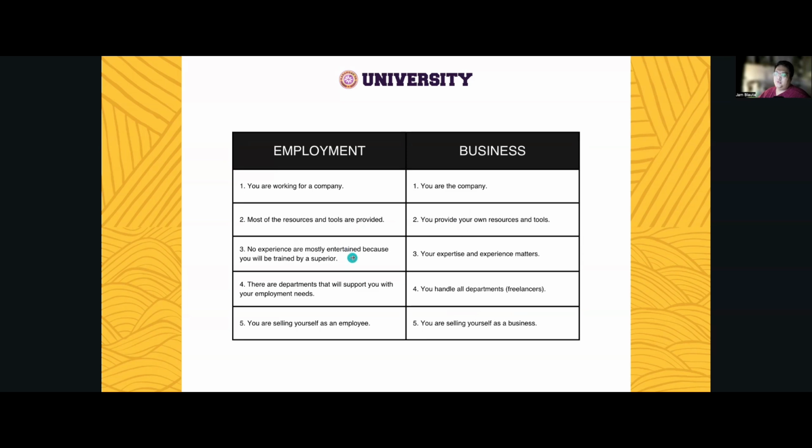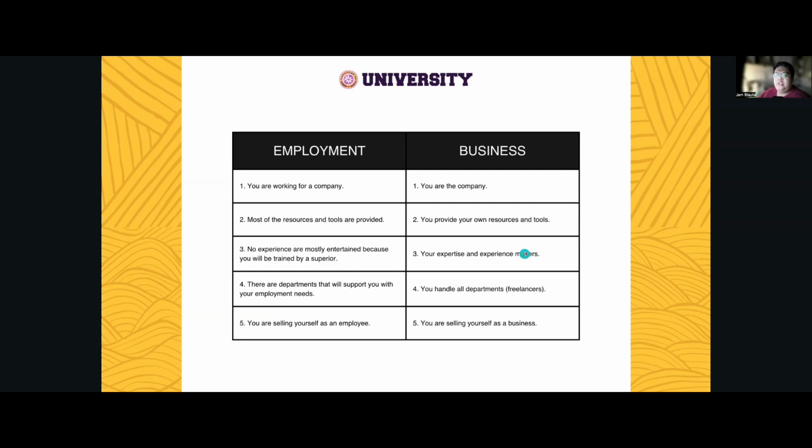Next, in employment, no experience is mostly entertained because you will be trained by a superior. But as a business, your expertise and experience matter. Why? Because people hire you because they don't have time for these things already. Do you still expect them to be patient with you by training you, by allowing you to make the most mistakes again?